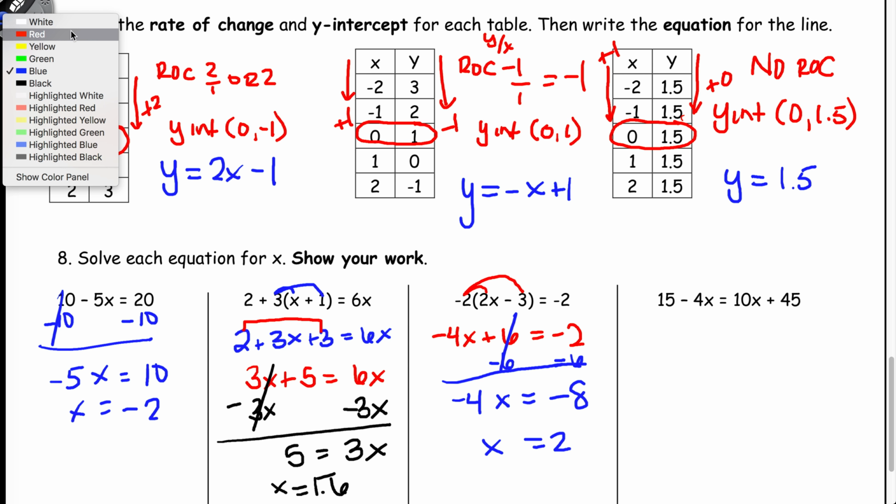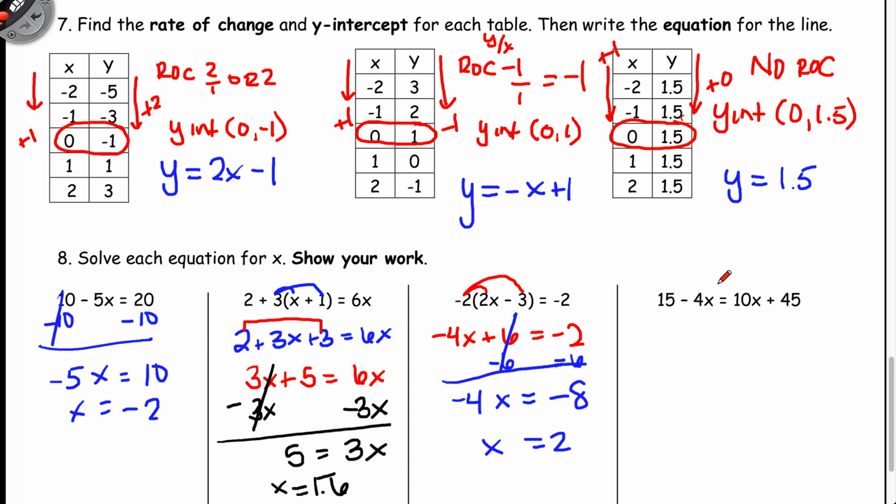All right, last one. I can move x's and I can move numbers on this one. I'm going to go ahead and move my x's first. I'm going to move the 4 because I like to keep x positive. So I'm going to say add 4x to both sides. Those cancel. I'll bring down my 15. 10x plus 4x is 14x, and bring down the plus 45.